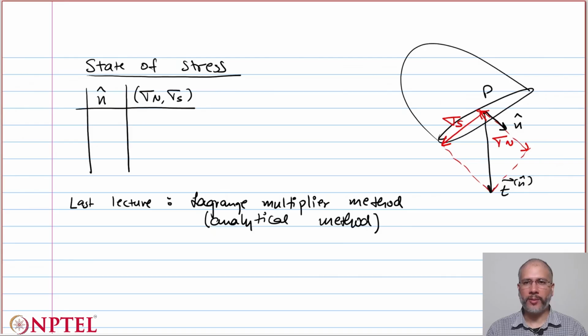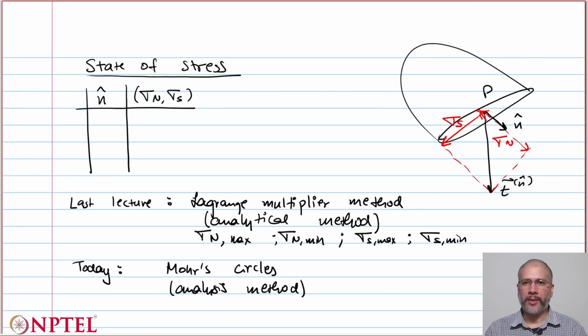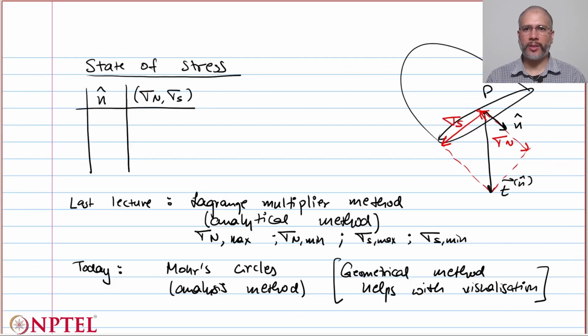So in the last lecture, we had discussed the Lagrange multiplier method, which is an analytical technique to find the stress maxima values. And today we'll be talking about an analysis method, which is called the method of Mohr's circles. This method of Mohr's circles helps us look at the situation geometrically and visualize the maxima state of stress more comfortably and easily. So let us now get into discussing the Mohr's circles in the stress plane.